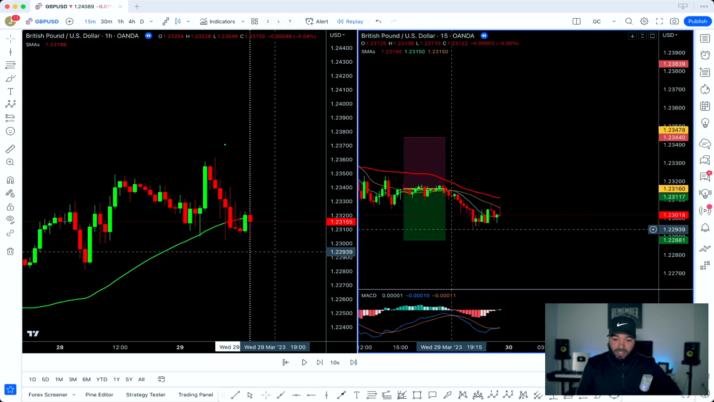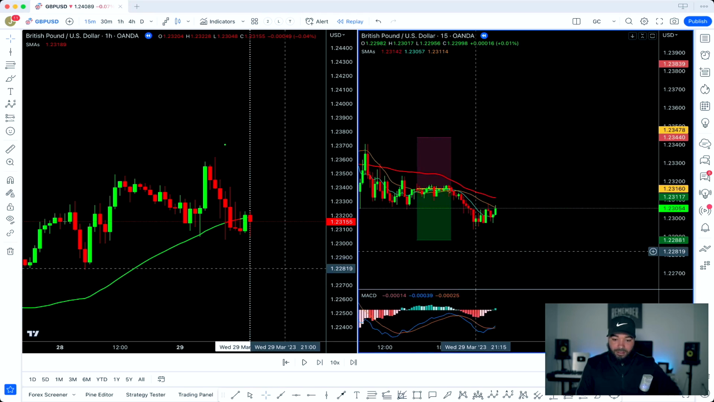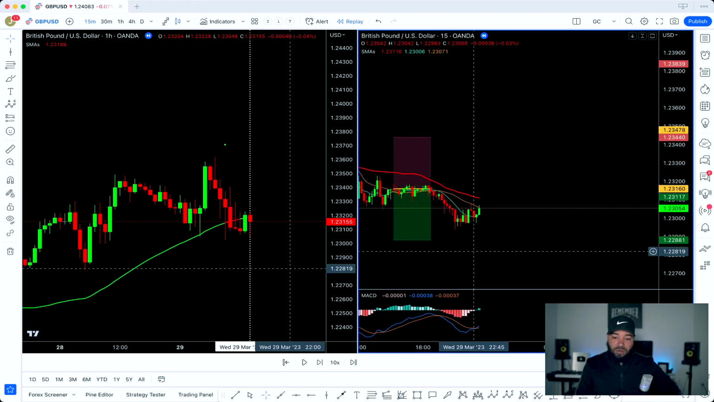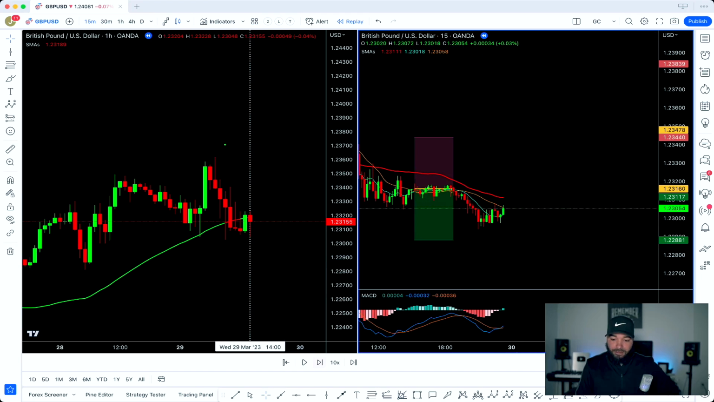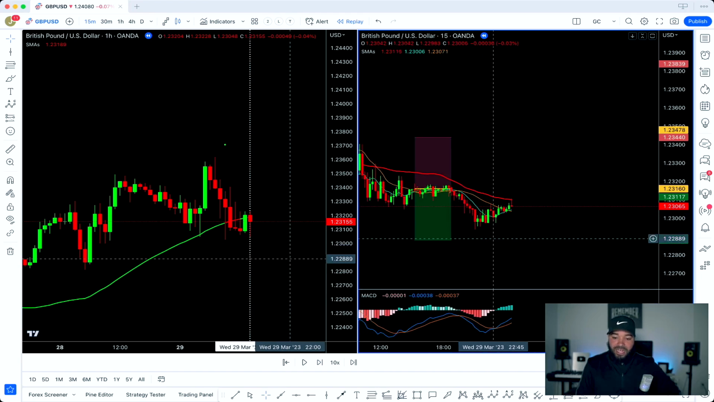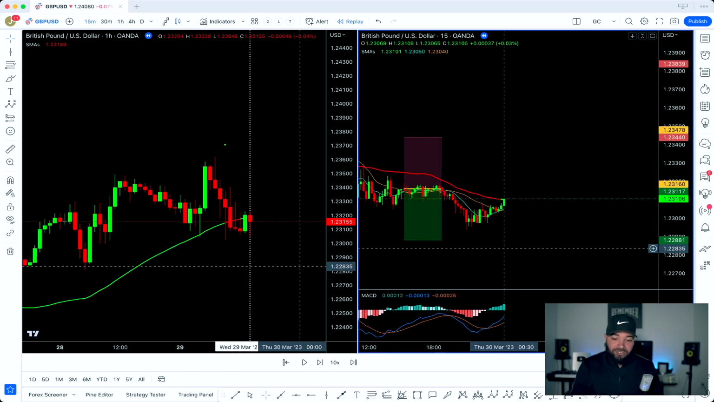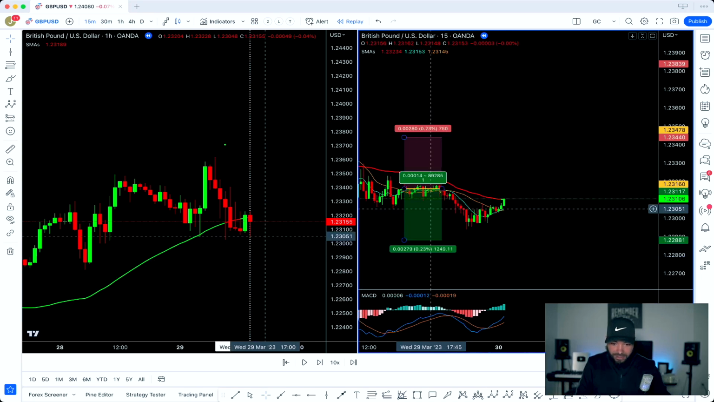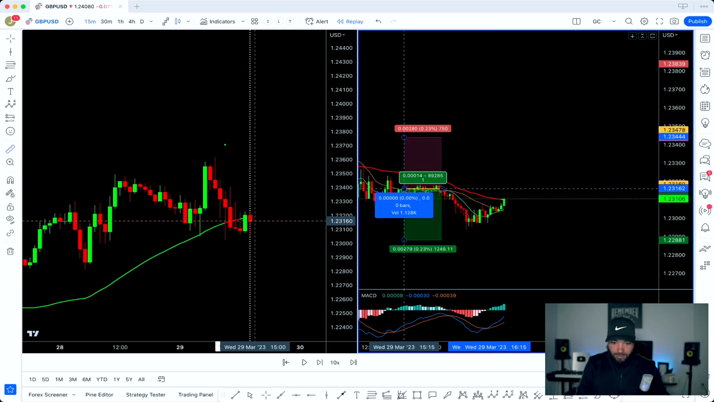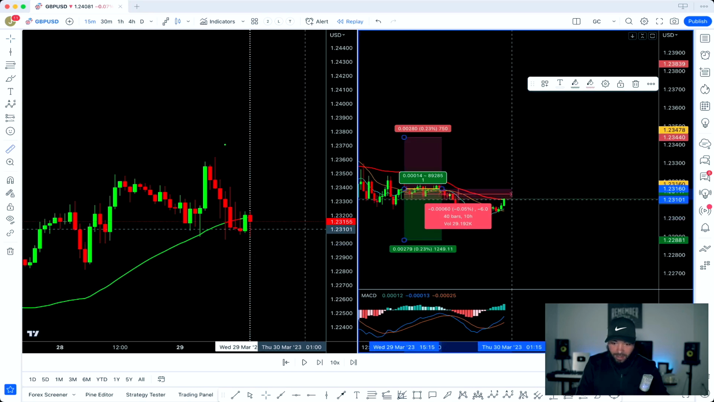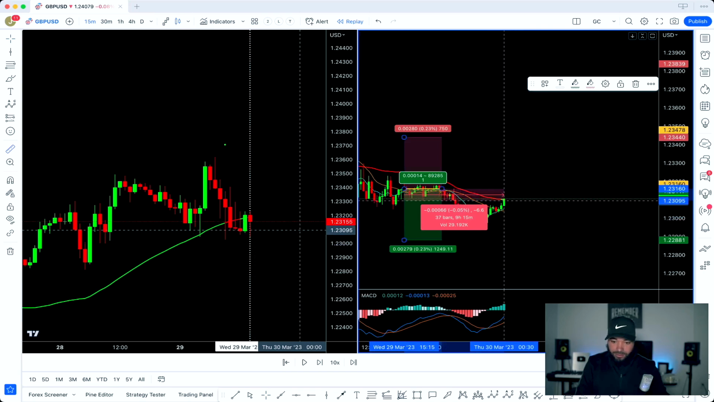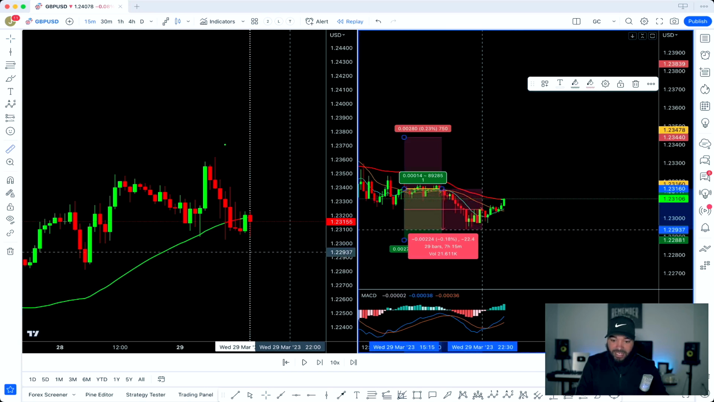So check this out. Now look at this one. You see how long this is taking? This is the last one I wanted to show y'all. You see how long it's taking? Well, you need to go ahead and get out of this trade. It's taking too long. How many hours is this? We're already at 10 hours. It came down 22 pips.